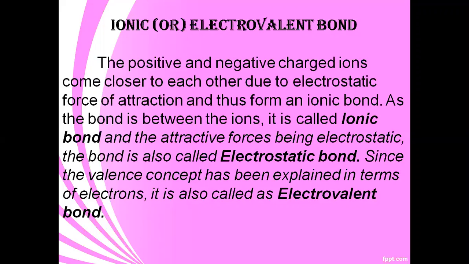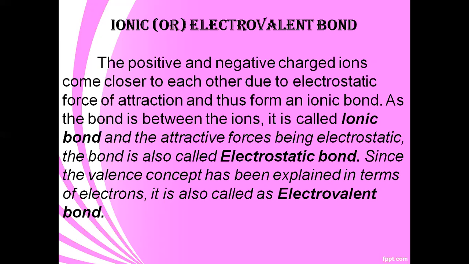So this ionic bond is formed between a metal and a non-metal. Okay. So the ionic bond is formed by combining a metal and a non-metal, and the compounds containing ionic bonds are called ionic compounds.